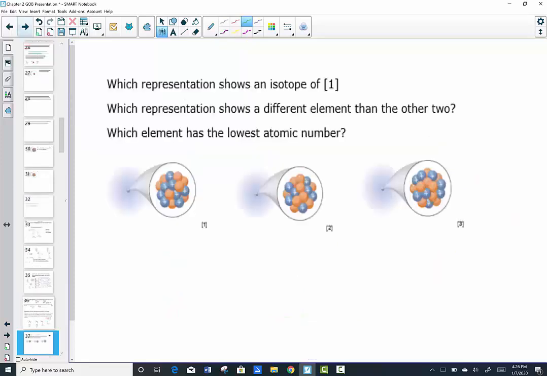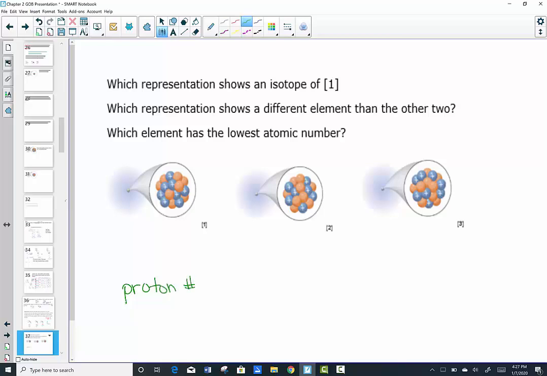Let's do a little molecular art just to really bring this point home. Which representation shows an isotope of structure 1? Which representation shows a different element than the other two? Which element has the lowest atomic number? Before we can answer any of those, we need to identify the elements. I want to know the proton number in each of these structures.